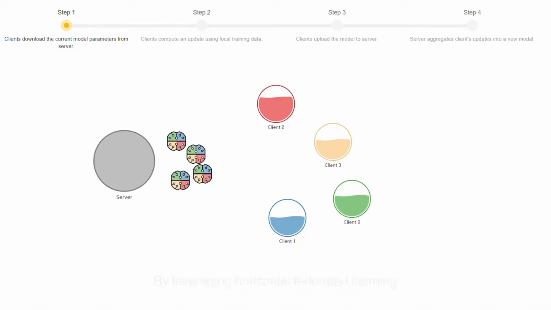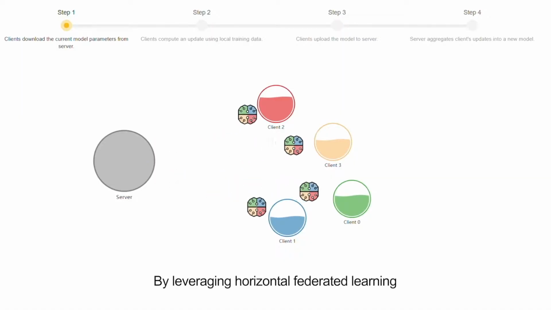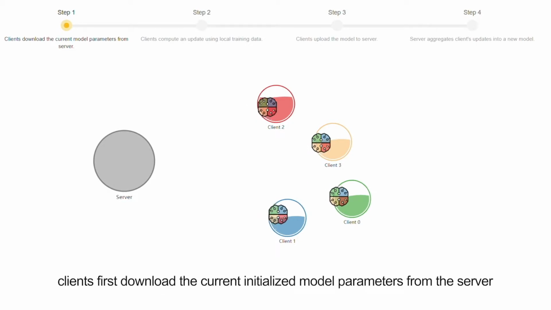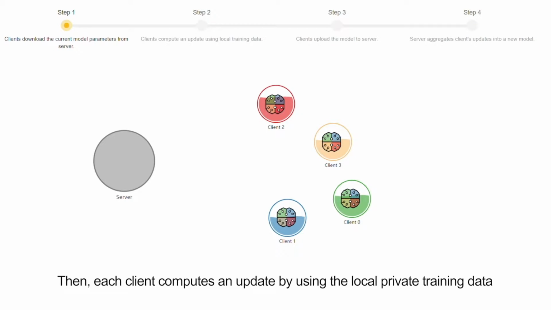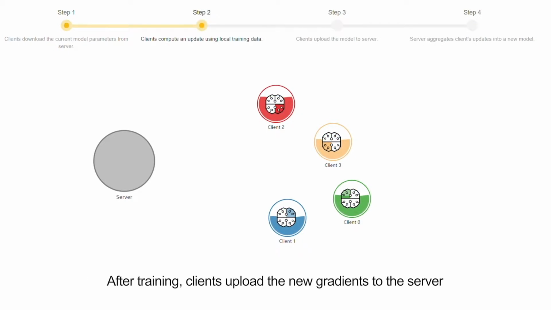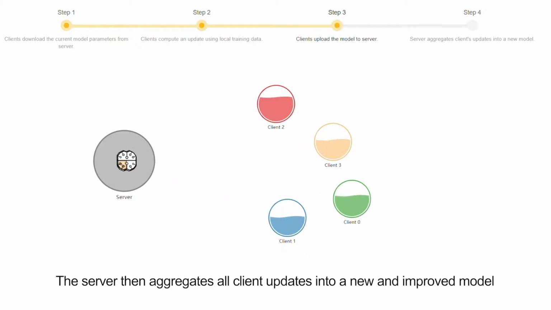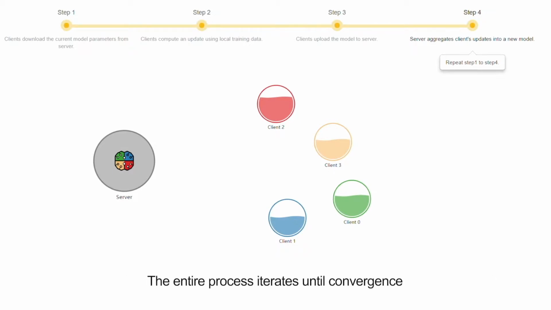By leveraging horizontal federated learning, clients first download the currently initialized model parameters from the server. Then, each client computes updates by using the local private training data. After training, clients upload the new gradients to the server. The server then aggregates all client updates into a new and improved model. The entire process iterates until convergence.